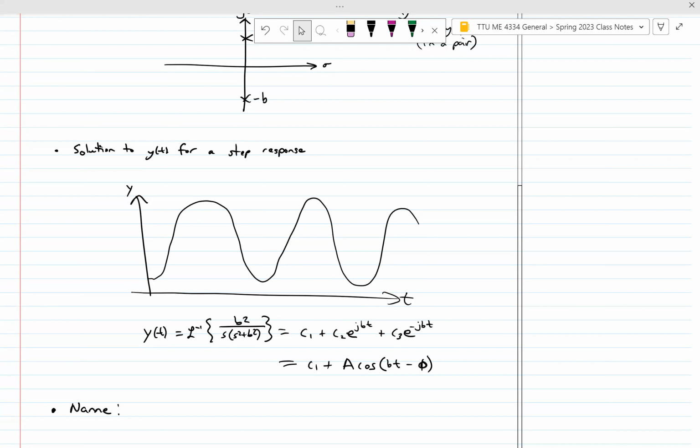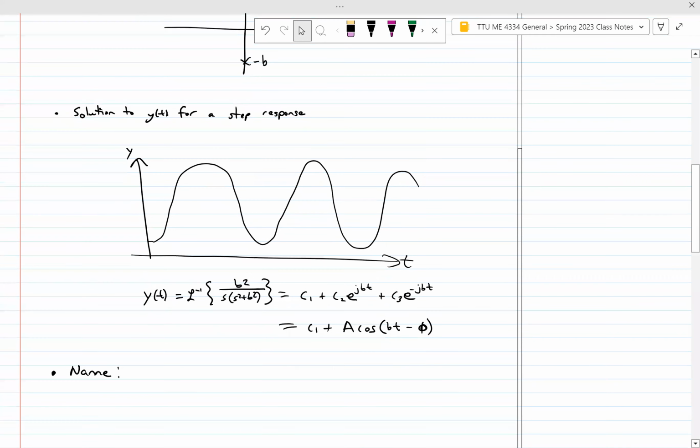Along those lines, this is an undamped system. The name comes from mass spring damper systems. If you don't have a damper, it's just a mass and a spring, and you put a step input into it or just an initial condition.